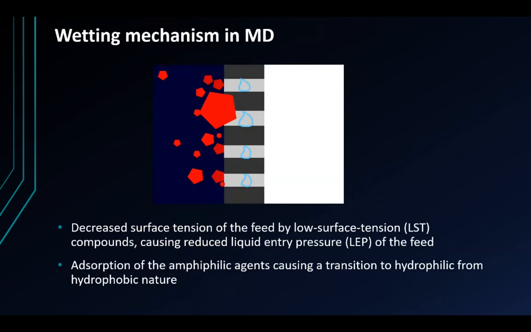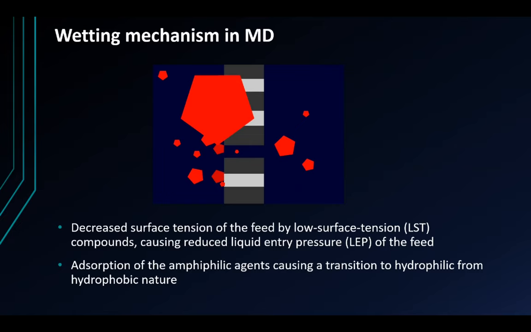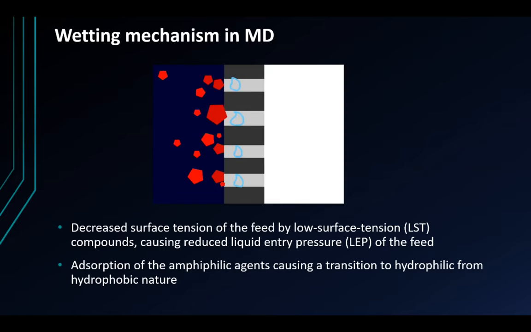Membrane wetting is one of the major issues hindering the application of MD in the industry. Wetting could cause direct liquid penetration and failure to the concentration process, as the bioactive compounds can pass through the membrane. It was believed that wetting could happen when the liquid entry pressure is lower than the transmembrane pressure, or through the absorption of the amphiphilic compounds, rendering the hydrophobic membrane too hydrophilic.